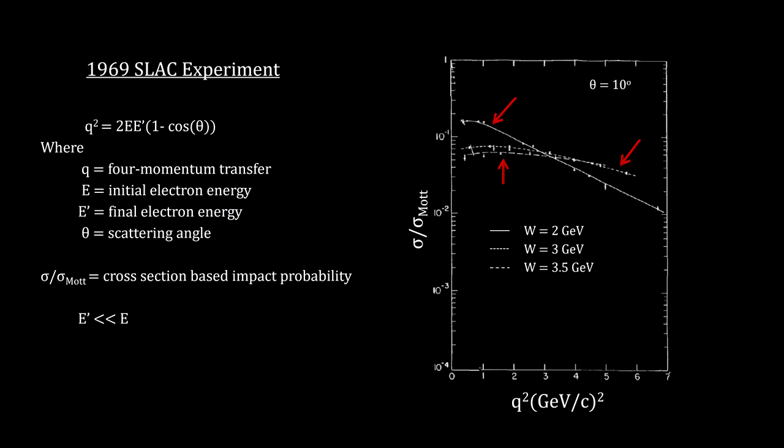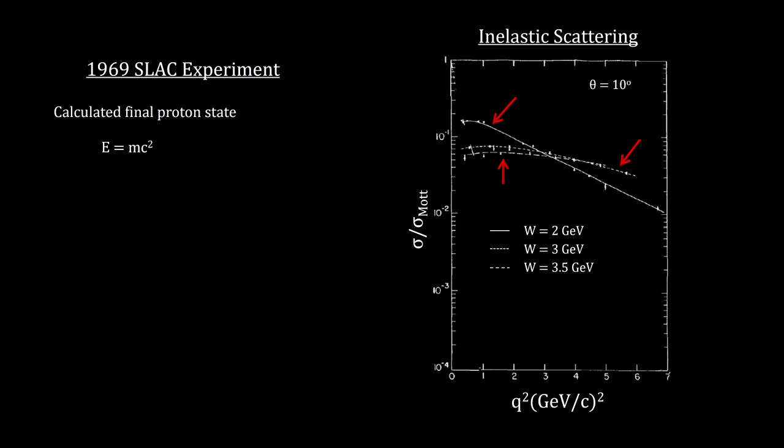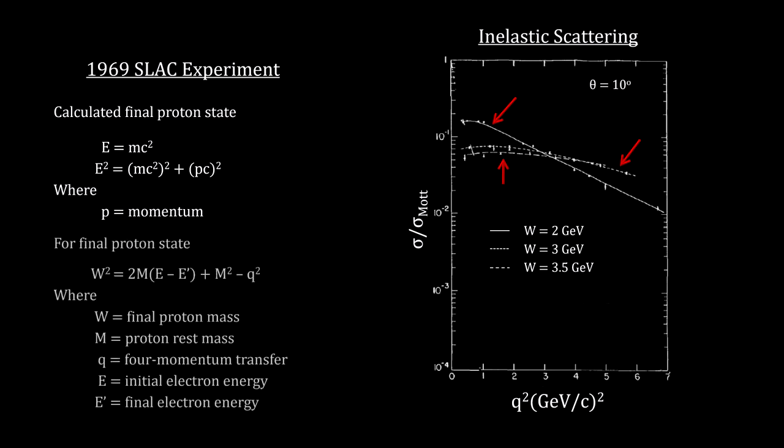To understand what's going on, we'll take a closer look at the final proton state. You may recall that Einstein's formula for mass and energy is E equals mc squared, but this only applies to a mass at rest. For a moving particle, the energy-mass conversion includes the particle's momentum. In our case, we see that the final mass of the proton goes up with an increase in energy and goes down with an increase in momentum.